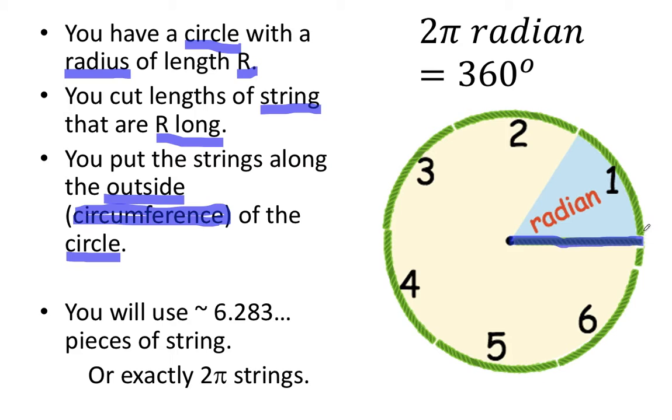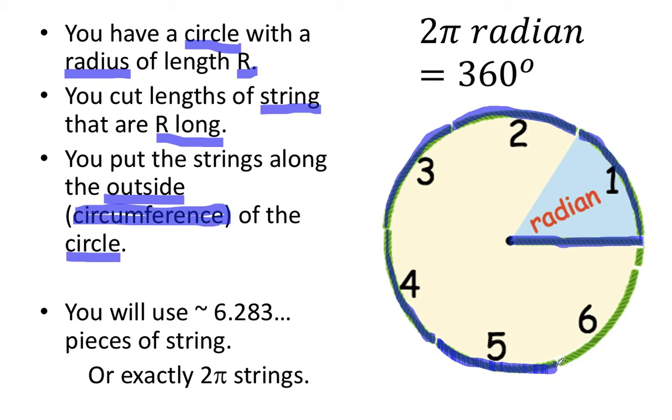So I get my first piece of string, and I start it there, and I just go as far as I can, and it reaches about there. That's my first piece of string. Then I get my next piece of string, which is exactly r long, and I attach it, and it goes that far. And I just keep on doing that. Third piece of string, fourth piece of string, going all the way around the outside of the circle.